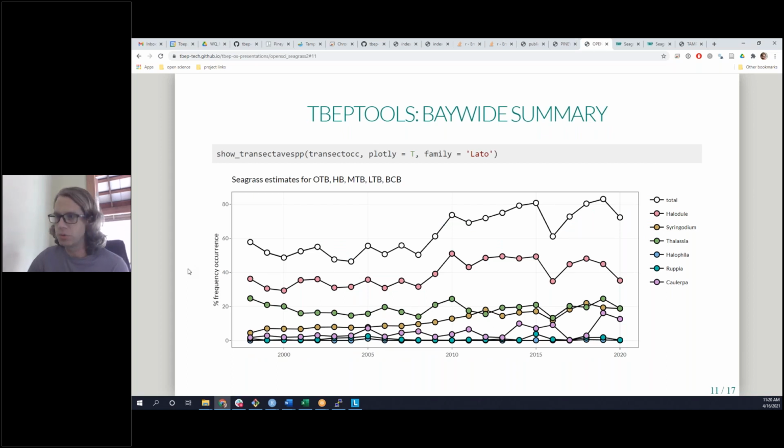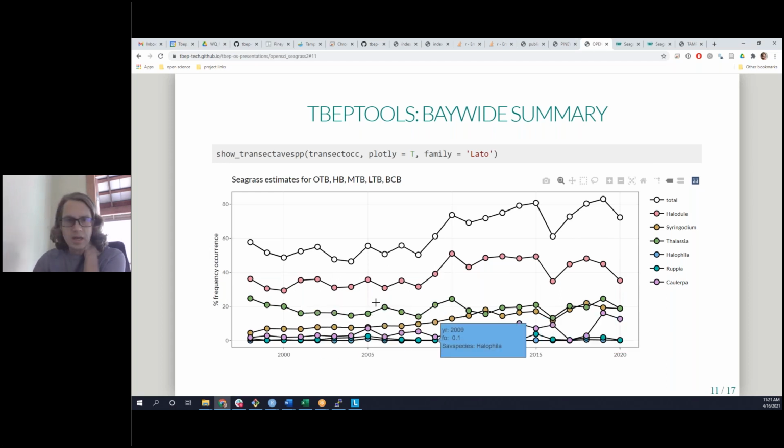So those last two were just showing you what's happening in individual transects, but here we're showing the entire frequency occurrence across the entire bay, summarizing results for all of the transects. So again, with one line of code, you can do that. Here we see the total frequency occurrence for all species, and then individual species color-coded below that.